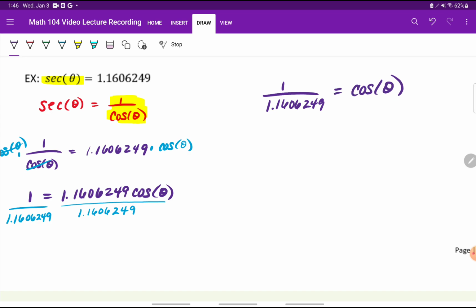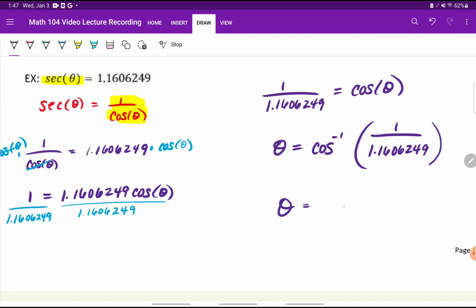And now that cosine is isolated, we can use cosine inverse to solve for theta. So theta is going to be cosine inverse of 1 over 1.1606249. And into our calculator, that goes. We get theta to be equal to 30.5027 degrees.